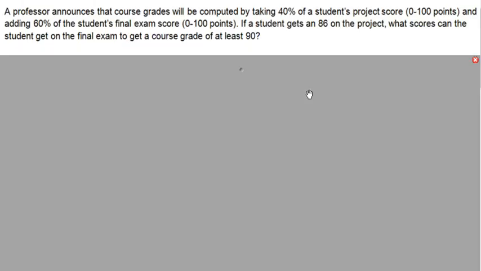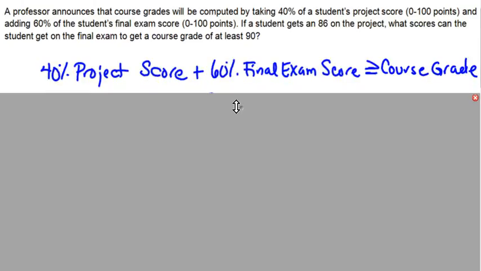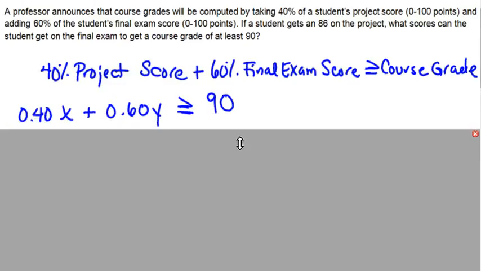So again, we have to remind ourselves, how is the course grade being calculated? We know that 40% of the project score and 60% of the final exam score would have to result in a course grade of at least, so something that's greater than or equal to 90. Well, that would set up the inequality looking like this. 40%, 40 out of 100, 0.40 times the project score, plus 60% of your final exam score, 60 100ths, 0.60, is greater than or equal to what we would like to have for the course grade, 90.